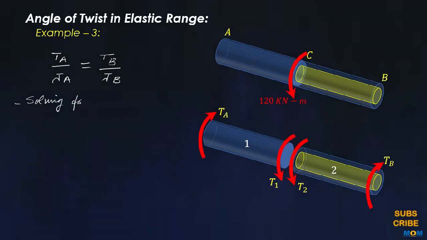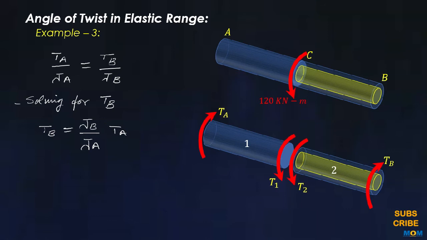Now, solving for TB, we can rewrite the expression as TB is equal to JB upon JA into TA. Now, first we have to calculate the value of polar moment of inertia for the solid shaft and polar moment of inertia for the hollow shaft.